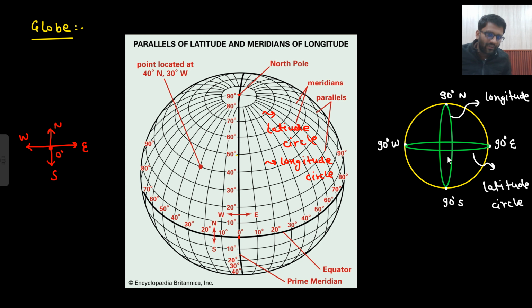And this line is known as the equator. The line which cuts the globe into two parts horizontally is known as the equator. And one line can cut the globe into two parts vertically as well. That is known as the meridian. So this line is known as the meridian.